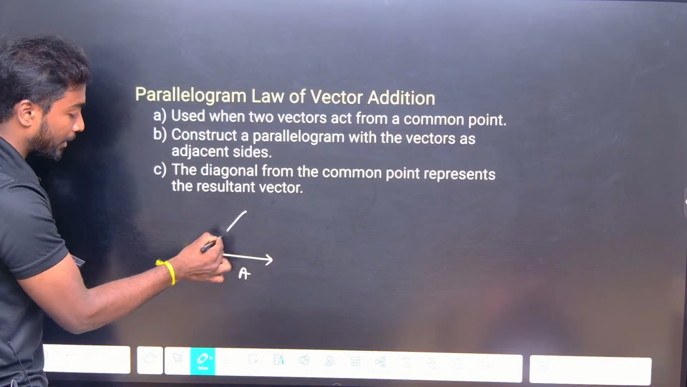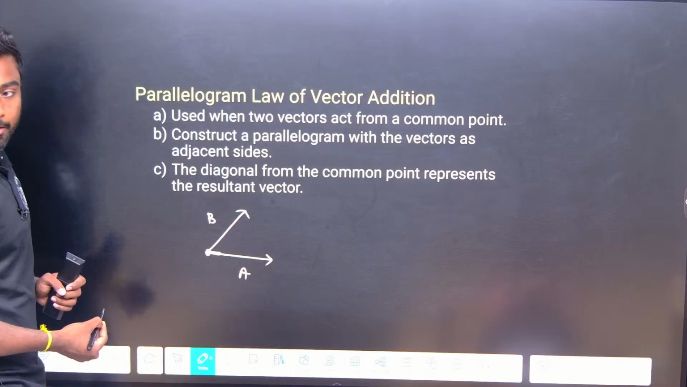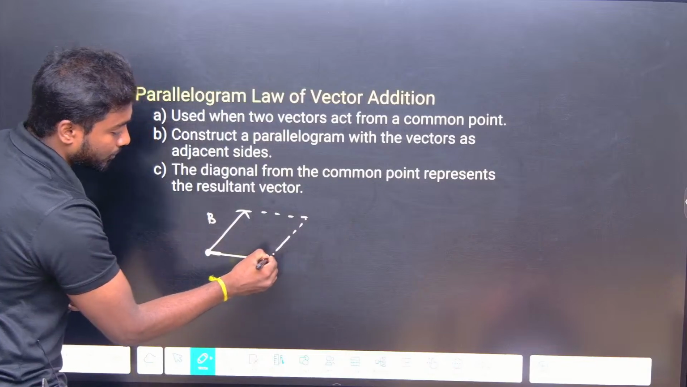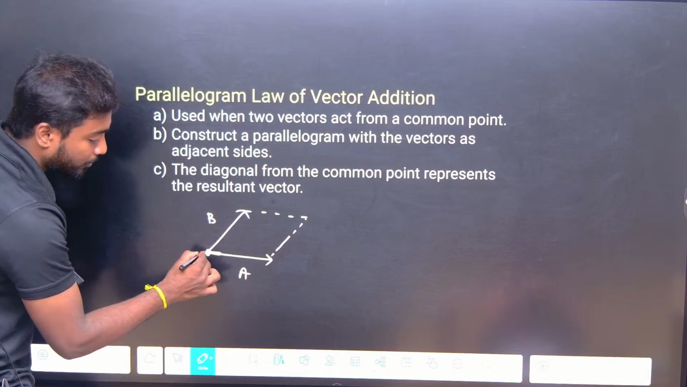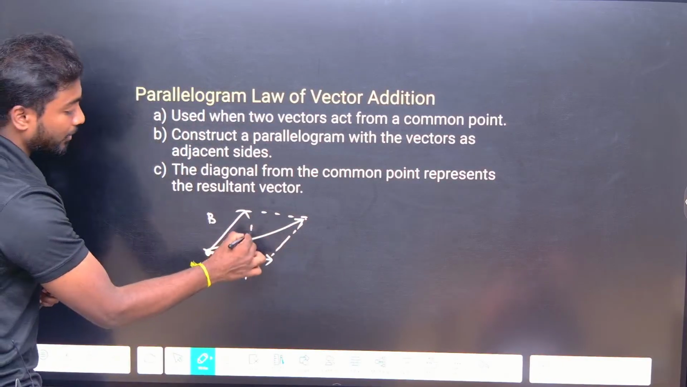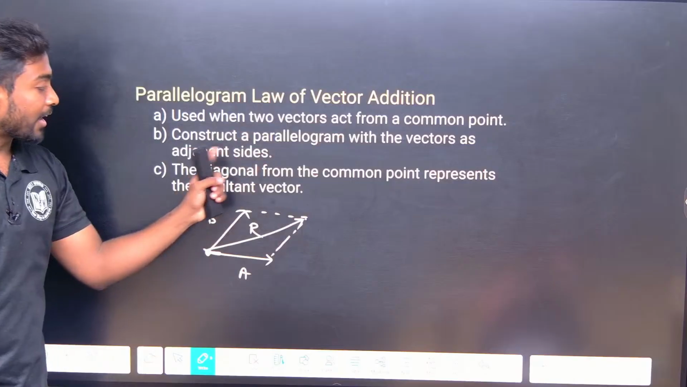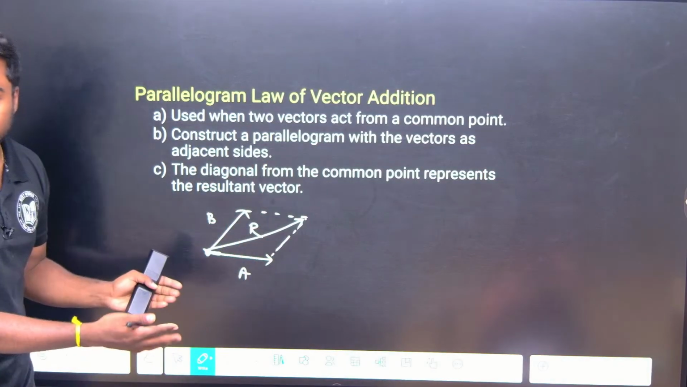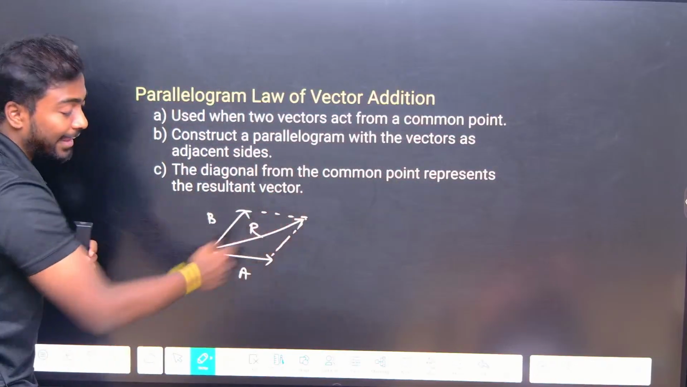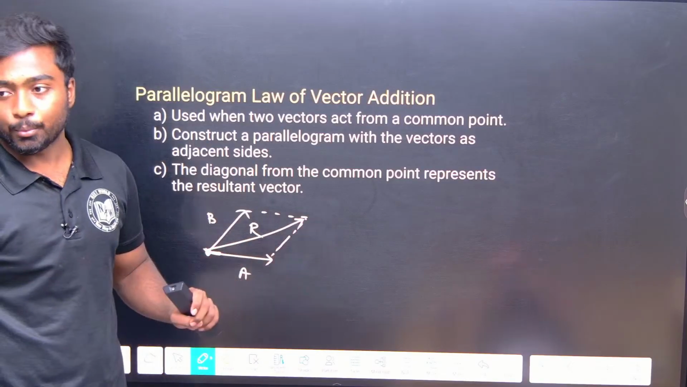If I take the B vector like this, so this is B vector, this is head. If I draw exactly a parallelogram, no, I'll get like this. So from this tail point to the other end, the diagonal, no, this is the resultant, we will say. Okay. So construct a parallelogram with the vectors as adjacent sides. So these are the adjacent sides, no. So the diagonal from the common point represents the resultant vector. So this is the diagonal, no. This is the diagonal from the common point, gives the resultant vector. Okay.